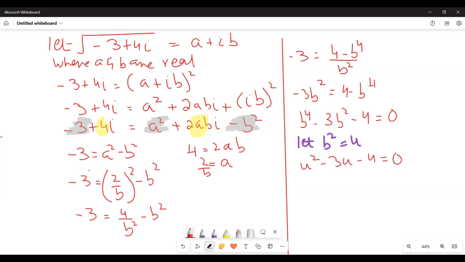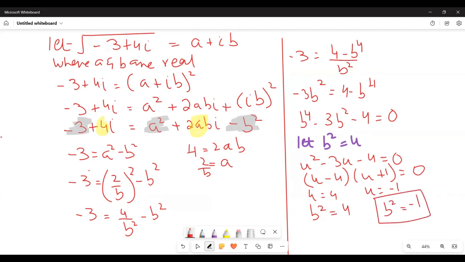I'm going to solve this in my calculator, but show all the working to the examiner. 1, -3, -4. That gives u equals 4 and u equals -1. But in order to secure marks, I have to do one back step. Now replacing u with b square, we get b square equals 4 and b square equals -1.